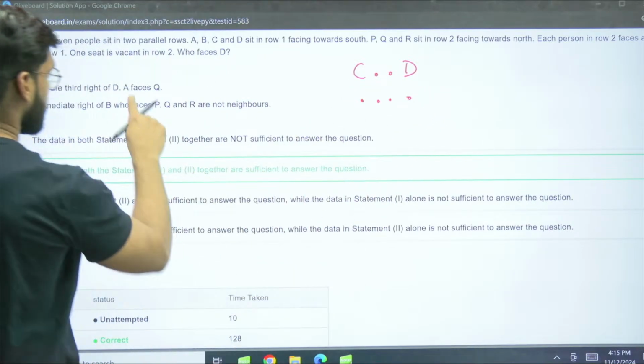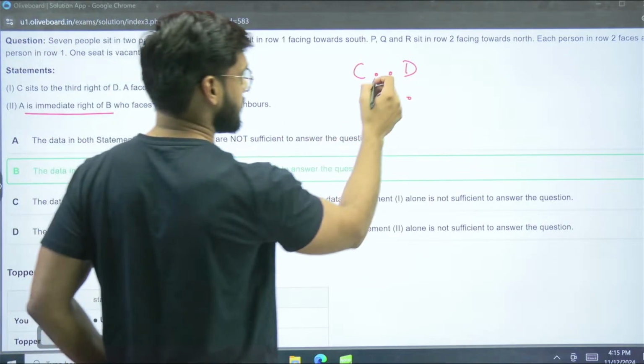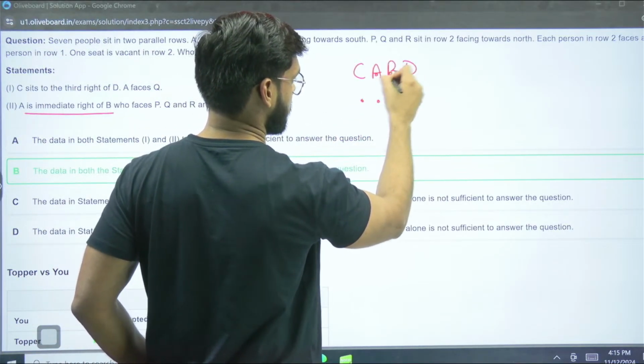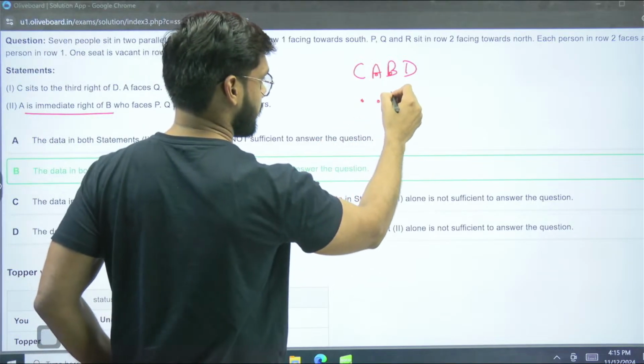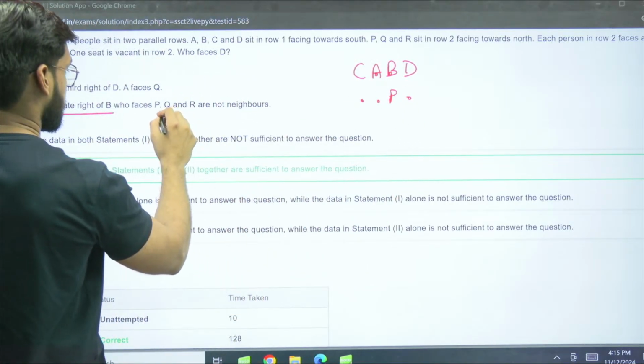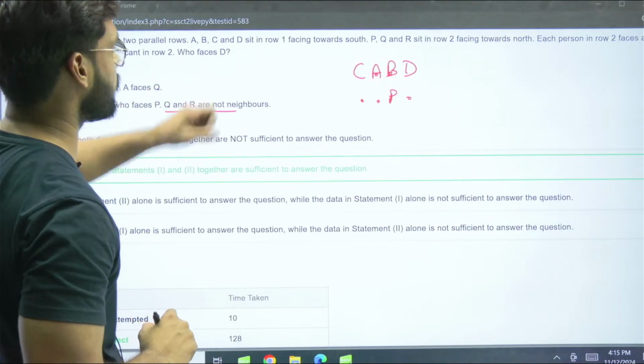Okay. A faces Q. We cannot fix A. A is immediate right of B. A will come over here, B will come over here like this. B faces P, so B will face P like this. Q and R are not neighbors, and we need to answer who faces D.